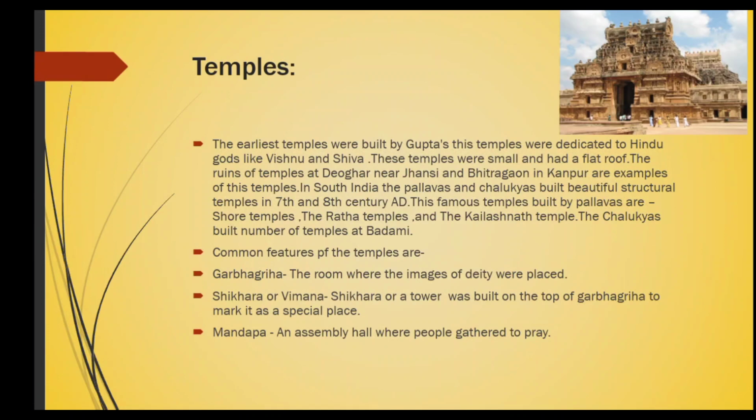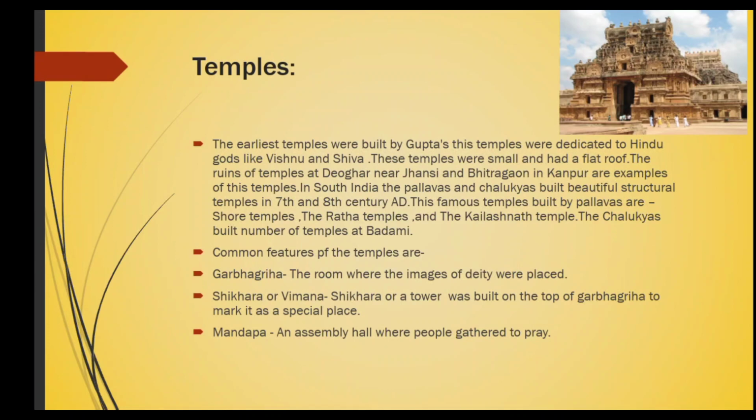The famous temples built by the Pallavas are the Shore temples, Rath temples and Kailashnath temple. The Chalukya dynasty's kings also built a number of temples in Badami. Now there are some common features of the temple, which are Garbhagriha, Shikhara and the Mandapa. Garbhagriha is the room where the images of the deity were placed. Shikhara was a large tower built over the Garbhagriha to mark it as a special place.